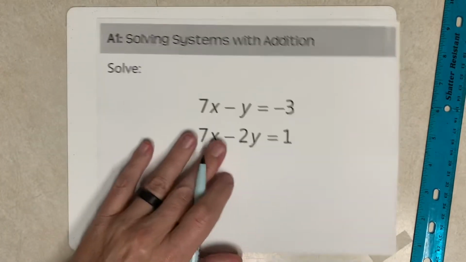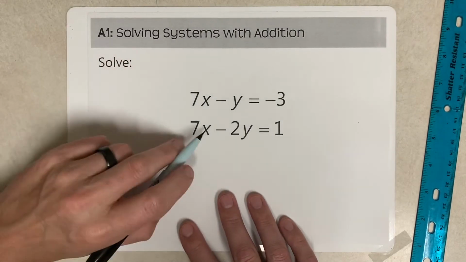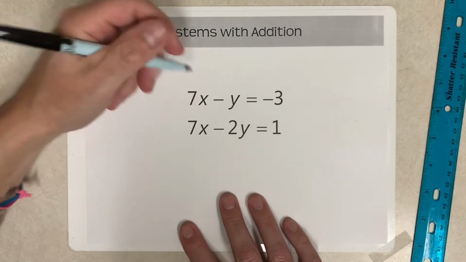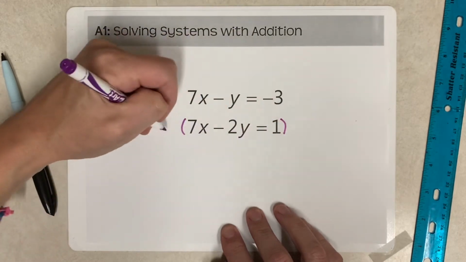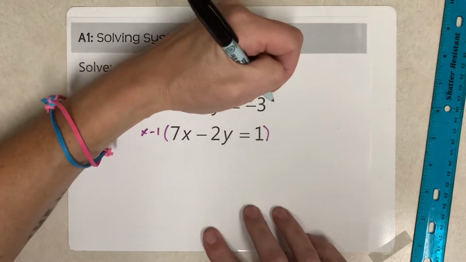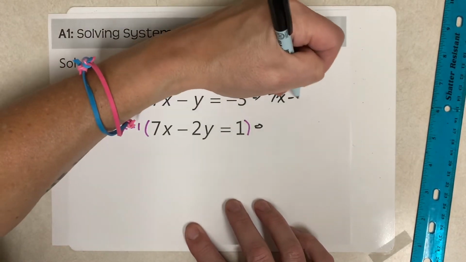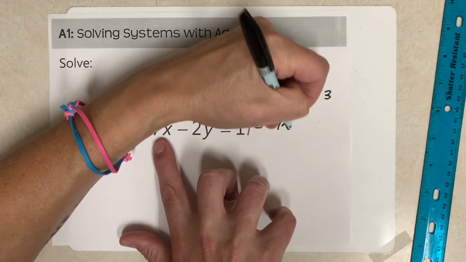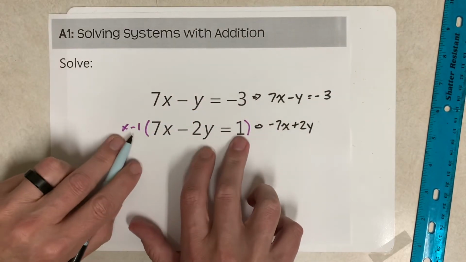Okay, this time we got 7x minus y is equal to -3, and 7x minus 2y is equal to 1. So again, I'm just going to take the bottom one, just for the sake of time here, and multiply everything by -1. If I do that, the top one stays 7x minus y equals -3, but the bottom one is going to be -7x plus 2y, because it distributes, equals -1.